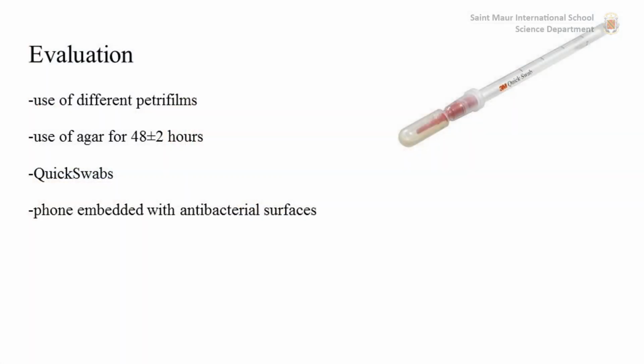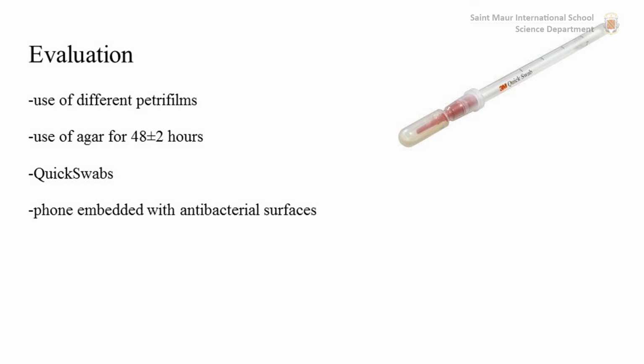Therefore, for future experiments, different petrifilms could be used in order to investigate different types of bacteria and their growth on the surfaces. Also, agar could be used as it allows growth for 48 hours. Since this petrifilm was designed to only be used for 24 hours, limited growth could have led to a limited amount of results, and therefore using agar for 48 hours could lead to greater results.